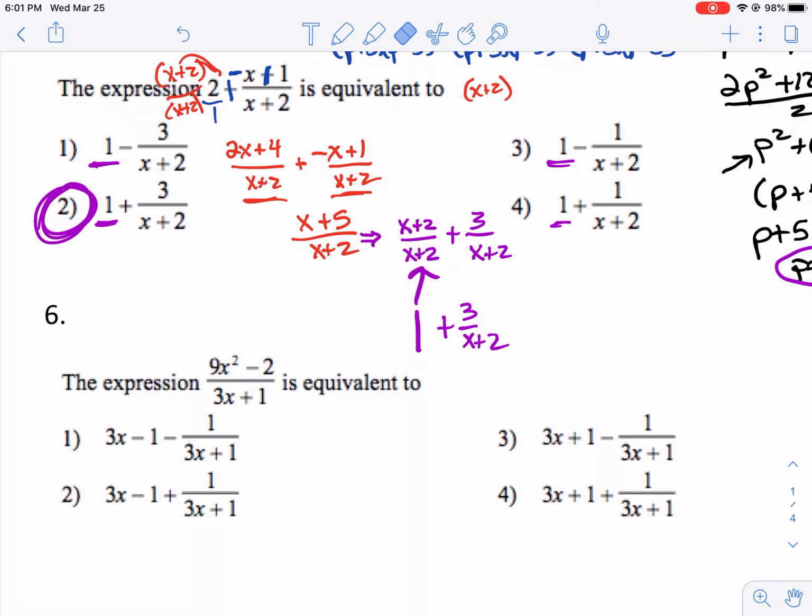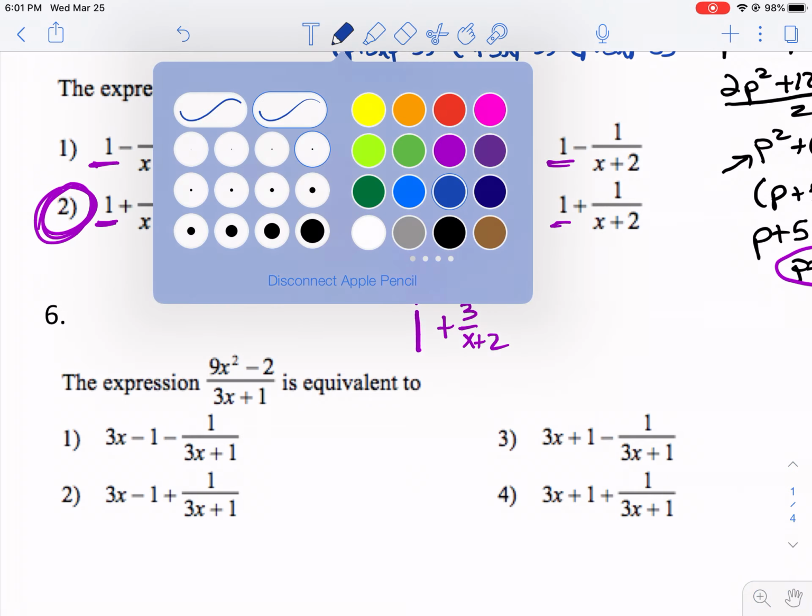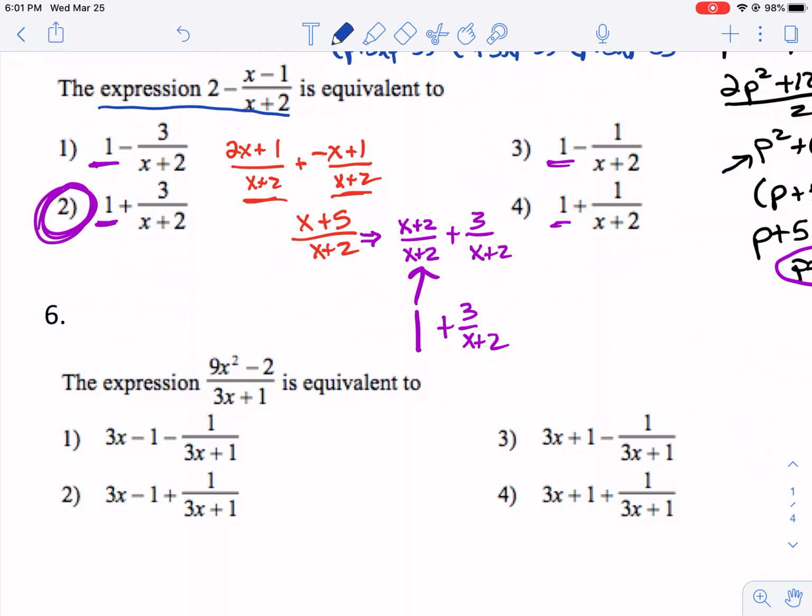Again, I'm not going to demonstrate it here, but I will reiterate. Anytime you have a question that gives you an expression and asks you for an equivalent expression, you can pick your favorite number greater than 2, plug it in for x in your question, and then plug it into each one of your answer choices, and then just pick the one that turns out to be the same number. When you have multiple choice, nobody checks your work. Work the back door if you need to. Okay.